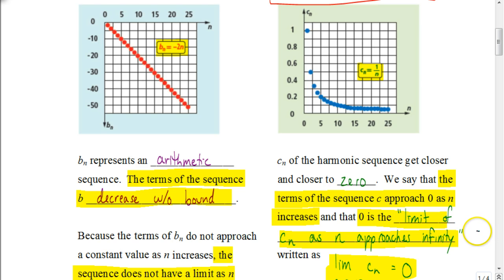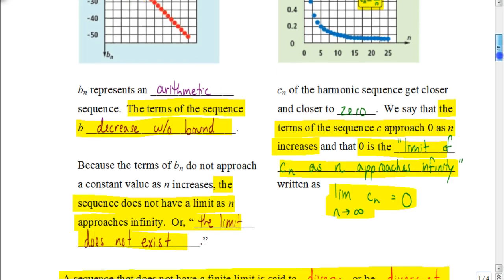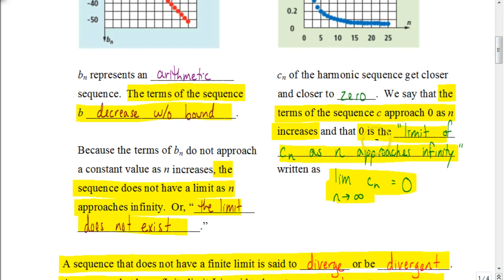So that's significant. We're going to talk about that later. Now, these values in our sequence are approaching this value of 0. The way that we describe that is we say that 0 is the limit of c sub n, or the limit of that sequence as n approaches infinity. I don't want to write that every single time, so we have this notation that helps us write it in a much shorter manner: the limit of the sequence as n approaches infinity equals 0.